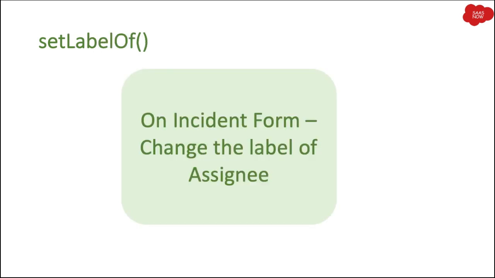Set label of. Now, as we can get the label of the field, you can also set the label of the field. You already have a label on the form, but it might happen that your customer looks for a different label with some other condition. In that case, you put that condition, and then use set label of. As a parameter, you mention the name of the field, and then you can set the label.